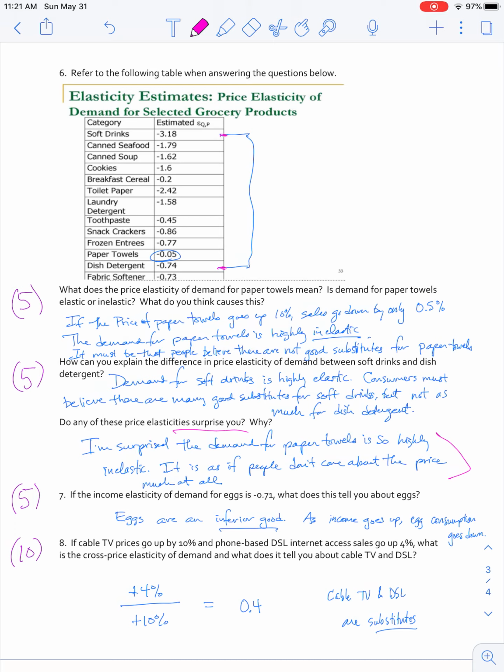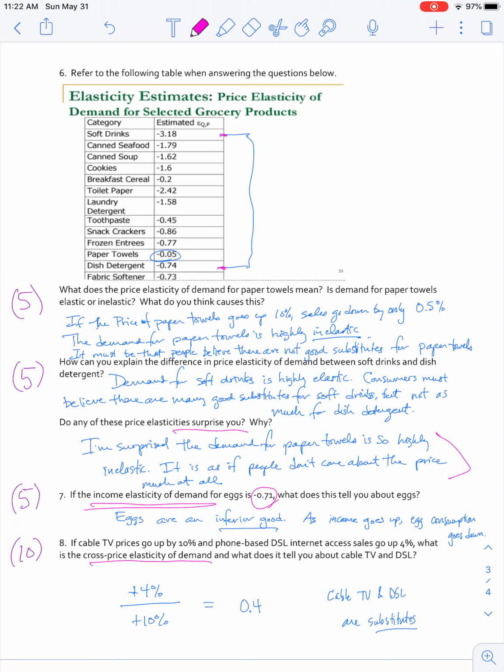So last couple, almost done here. Number 7, income elasticity of demand for eggs is minus 0.71. Now this is income elasticity of demand, the percentage change in quantity demanded over the percentage change in income. So what does this tell you? Well, the negative value here, minus 0.71, tells you that it's an inferior good. As income goes up, sales of eggs go down. So the quantity of eggs sold goes down. That negative value suggests that this is an inferior good.